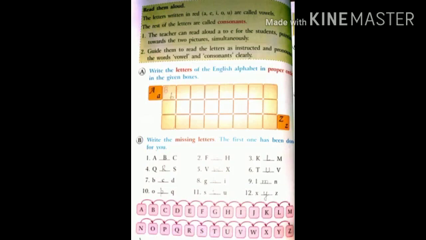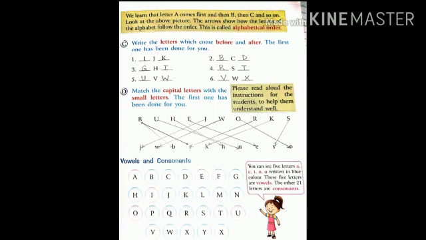Children, we learned that letter A comes first and then B, then C and so on. Look at the picture. The arrow shows how the letters of the alphabet follow the order, and this is called alphabetical order. Children, now let's see question number C. Write the letters which come before and after. The first one has been done for you.